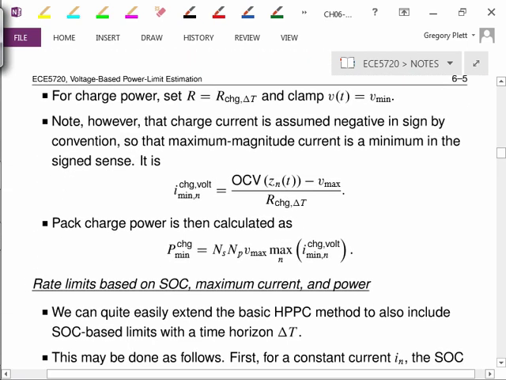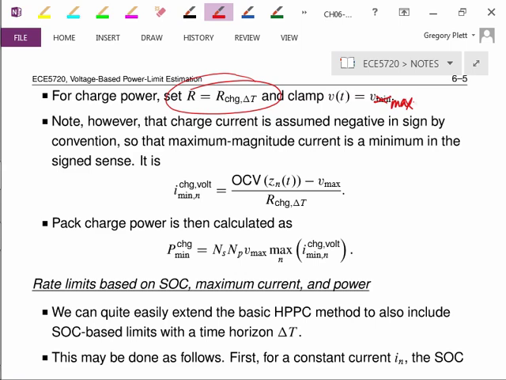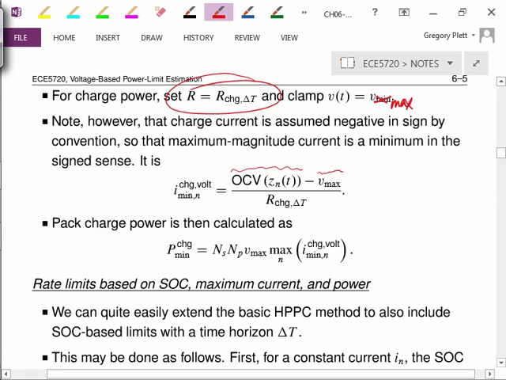To compute charge power, we do the same kind of thing. I set the resistance equal to R charge, and I clamp the voltage at V of t equals V max. When I compute power this way, notice that OCV itself is going to be less than Vmax, and this voltage Vmax is going to be bigger, so the numerator here is going to be less than 0, the resistance is going to be greater than 0, so the overall charging current is negative.